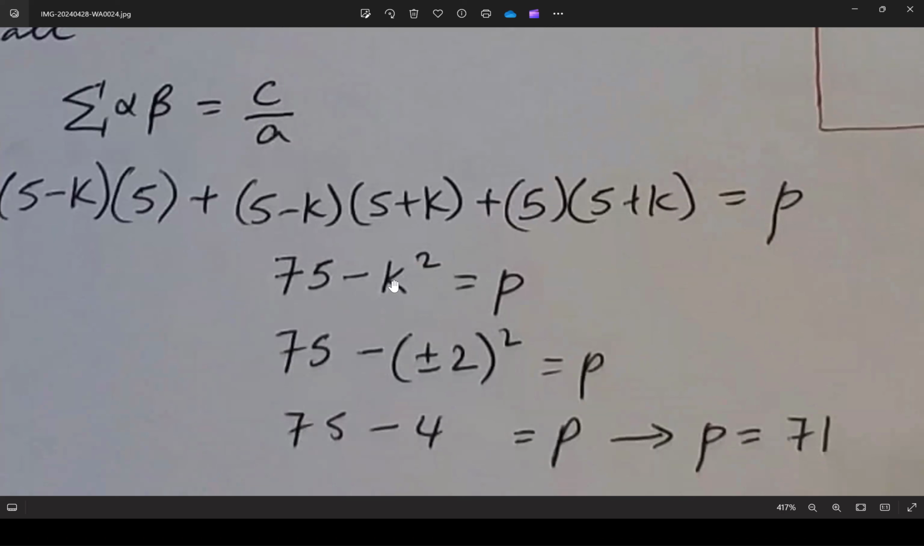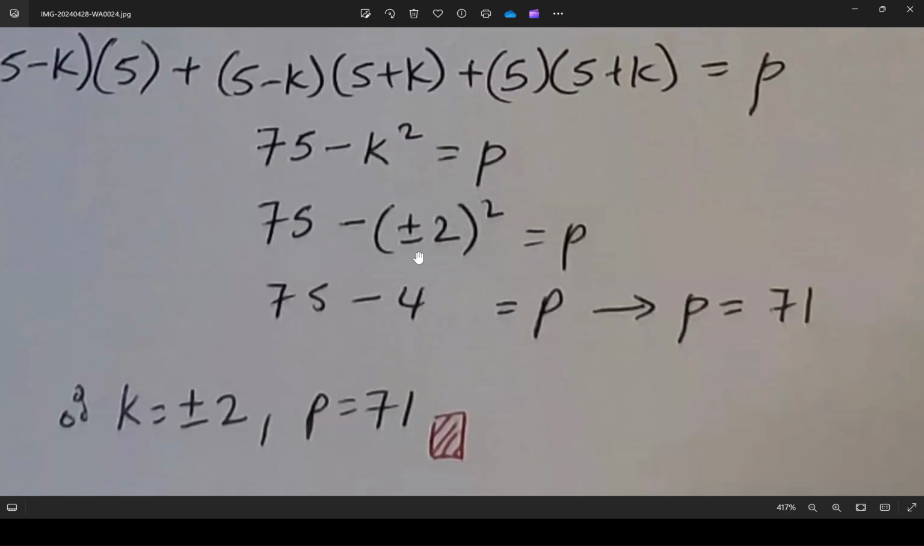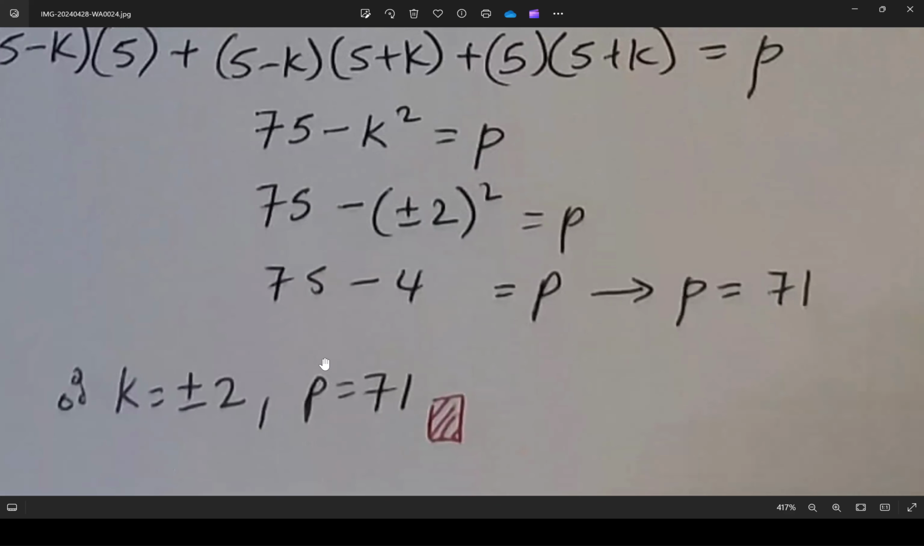Now we have k being plus or minus 2, right? When you square it, you get 4 regardless of whether it's plus or minus 2. So now we have 75 minus 4 is equal to p. That means p is 71. So now we have the values, right? We have k can be plus or minus 2, and p will be 71.